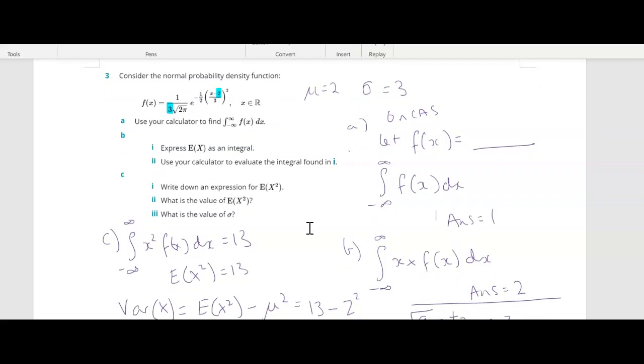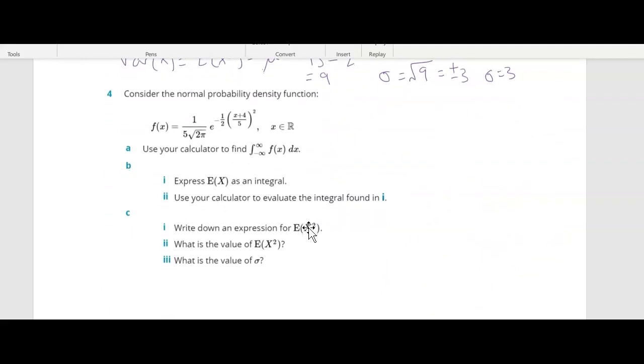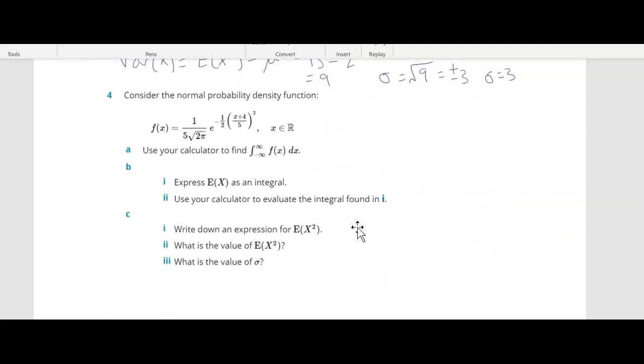So if you've got your function there, you don't need to do all that working on your calculator. All right, question 4 is exactly the same. So perhaps have a go at doing it on your own. So there's your standard deviation, which is 5. And then your mean, see how it says plus 4? You've got to read that as x minus negative 4. So your mean is negative 4 and your standard deviation is 5.